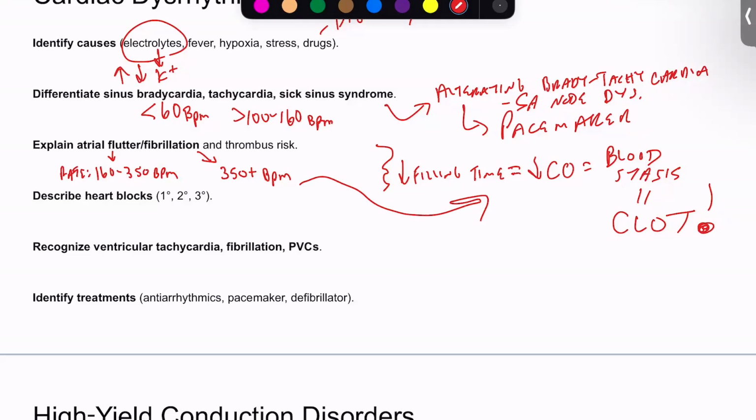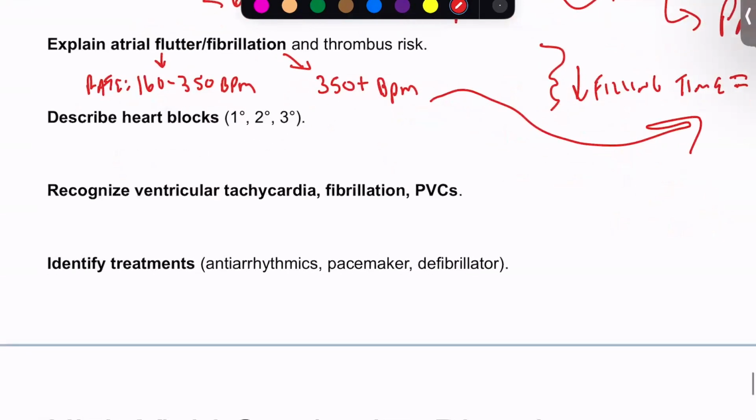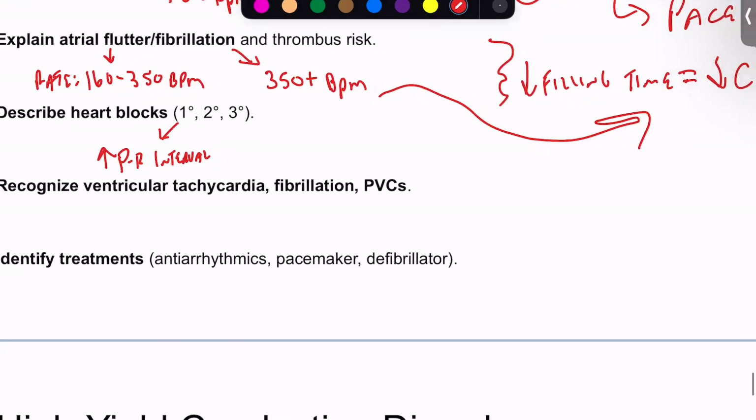All right, so recognize ventricular tachycardia, fibrillation, and PVCs. Look these up on an EKG. So describe your heart blocks. We've got a first degree heart block. Remember, this is where you have a prolonged PR interval. Maybe I should have put the EKGs on here, but go ahead and pull these up and you'll be able to see what I'm talking about. All impulses are conducted, usually going to be asymptomatic, but you do have the prolonged PR interval.